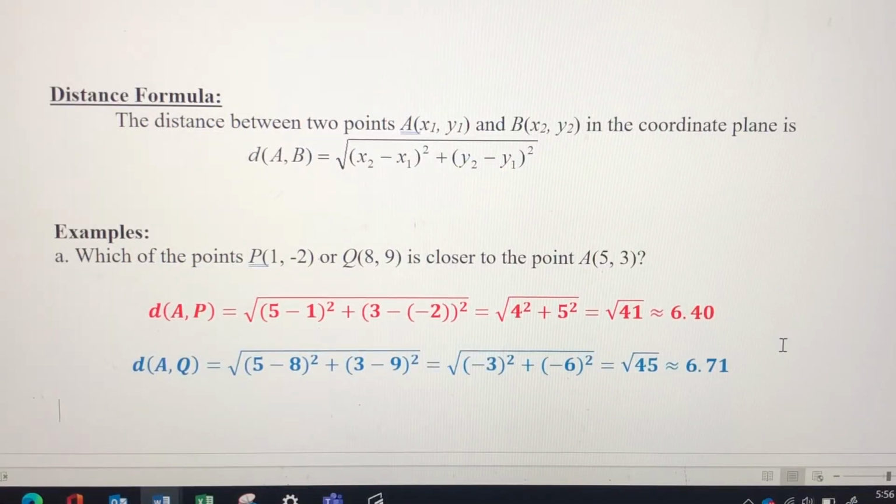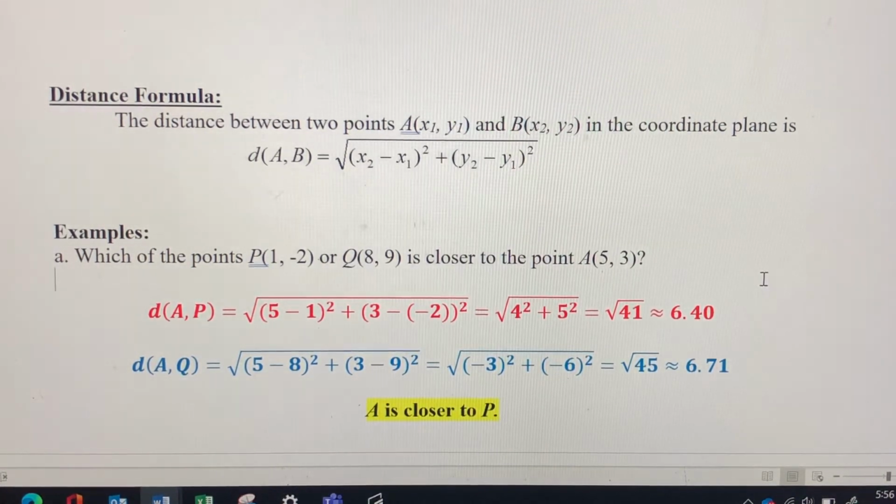The question is, which of the 2 points is closer to A, okay? So because the distance from A to P is less than the distance from A to Q, therefore I know that A must be closer to point P.